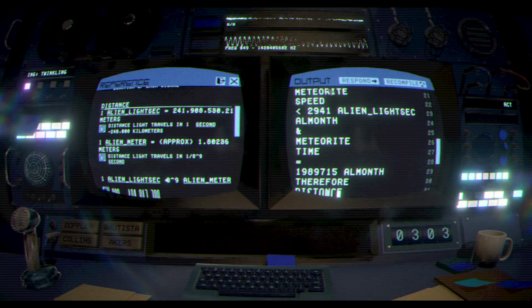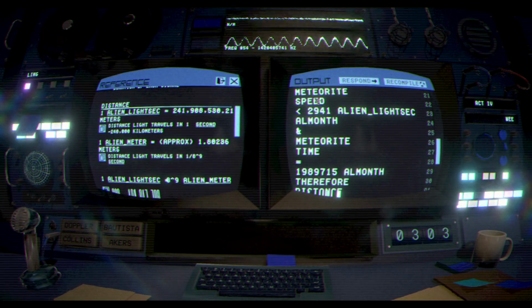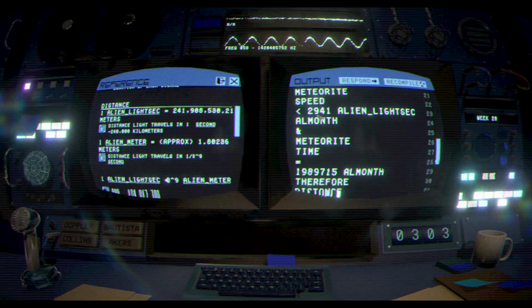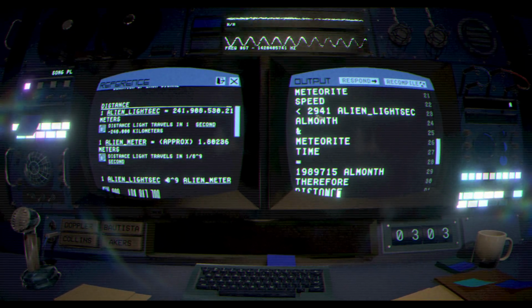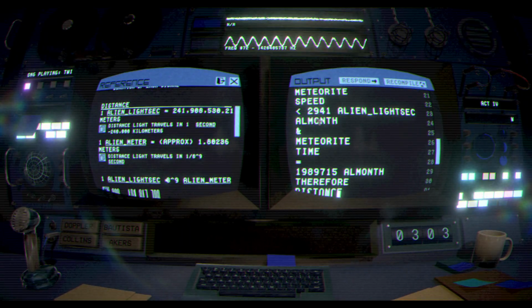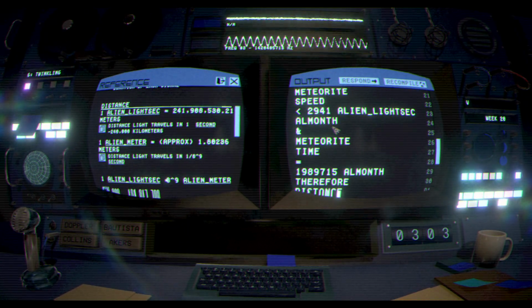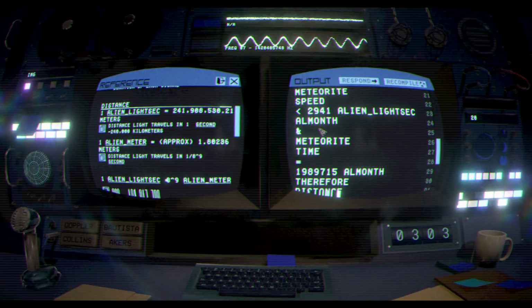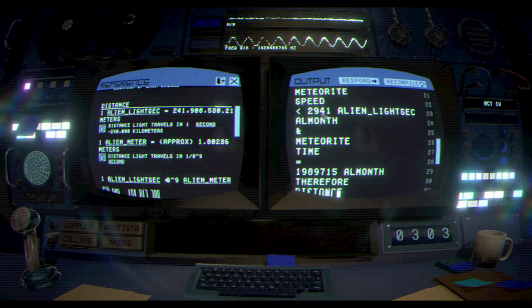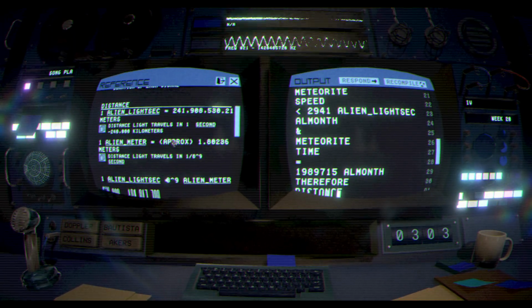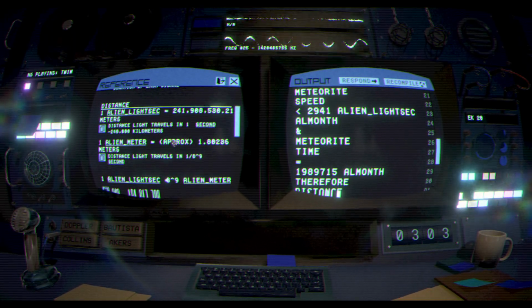Okay, wait. I gotta make sure I actually do this right. So we're moving at a speed of 2,941 alien light seconds per all month. We know how many all months we traveled. So we take this all month number and multiply by this number, and that gives us the alien light seconds minimum.